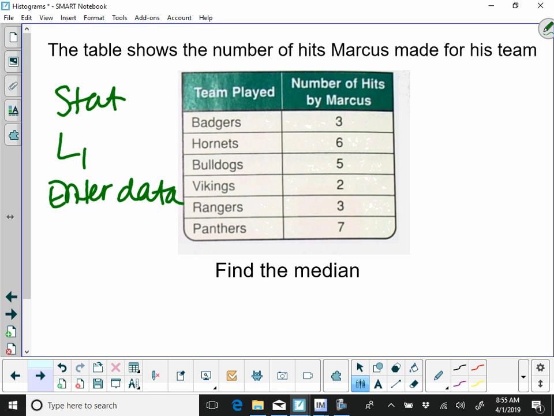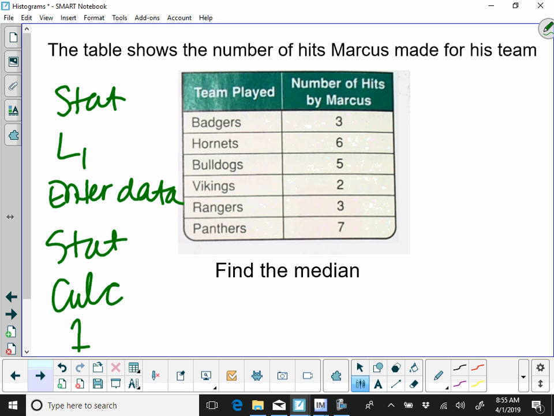Now, usually we would hit stat calc 4. If you were to hit stat calc 4, it's going to give you an error because it doesn't have 2 sets of data. So we're not going to hit stat calc 4. We're going to hit stat calc, and enter on 1. Just keep hitting enter, and you're going to see a whole bunch of numbers.